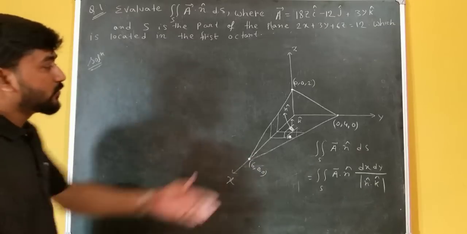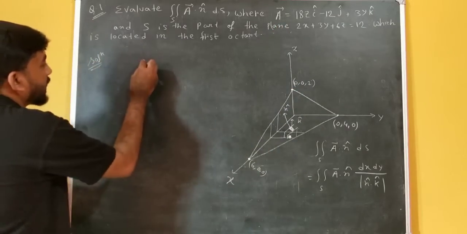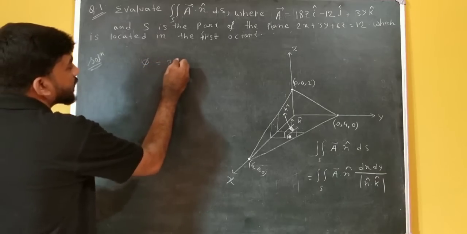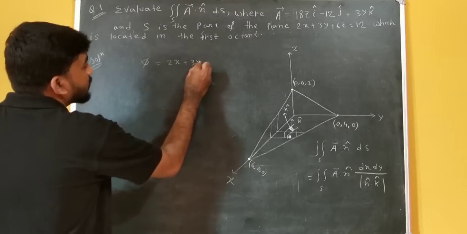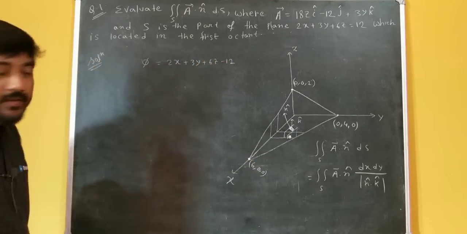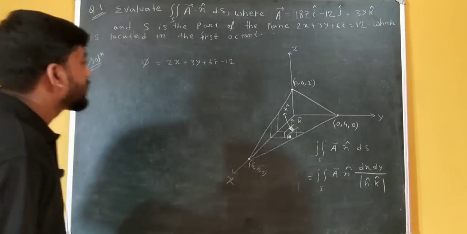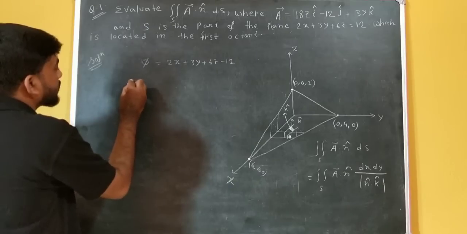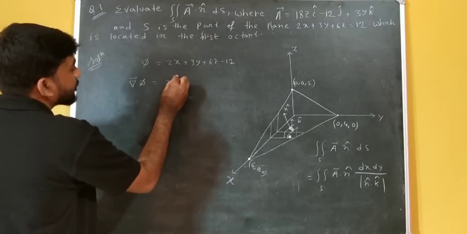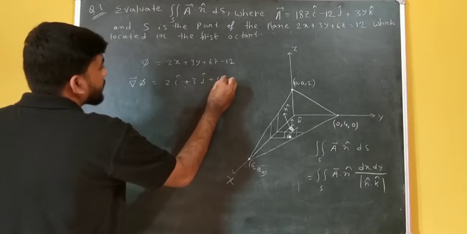For n cap we have to choose this surface. So this is our surface which is given here. Let me take phi. The equation of the surface phi is nothing but 2x plus 3y plus 6z minus 12, so we can take this as our phi. What will be n cap? N cap is nothing but grad phi divided by mod grad phi. Let me find out grad phi first. Grad phi will be 2i cap plus 3j cap plus 6k cap.